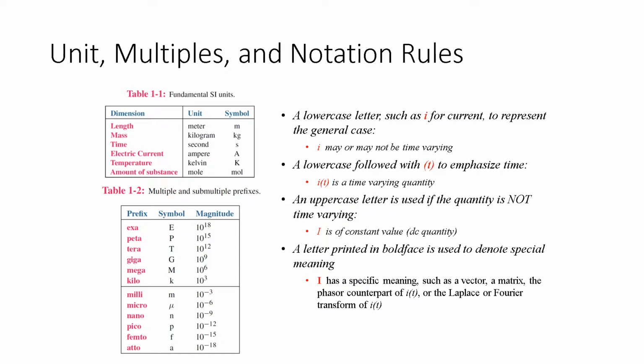We use an uppercase letter if the quantity is not time varying. So specifically, we use uppercase I if there's a constant value, so current always equals 3 amps. That's another way of doing it. And then a letter printed in boldface is used to denote special meaning. So bold I has a specific meaning, like a vector or a matrix or a phasor counterpart. And we'll get to that when we get to AC analysis. When we're doing Laplace or Fourier transforms, that might come into play as well for i(t).